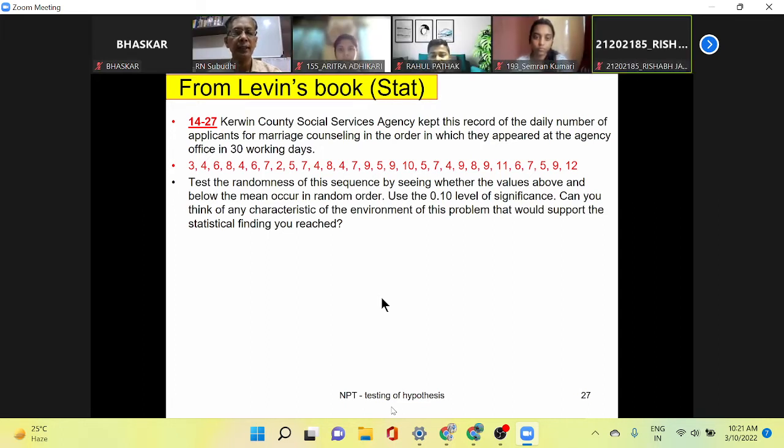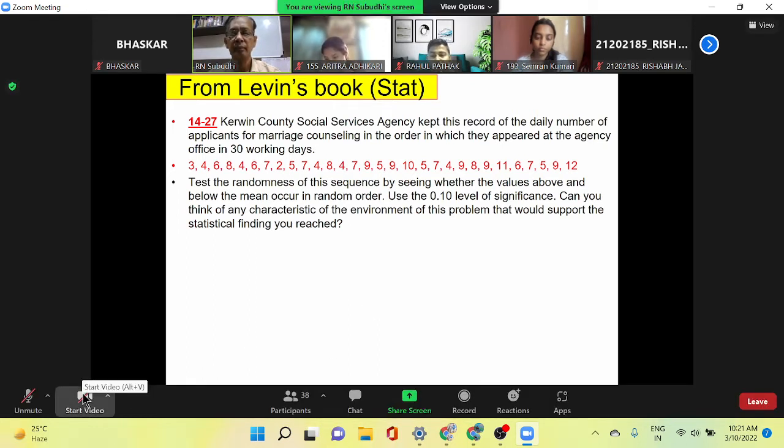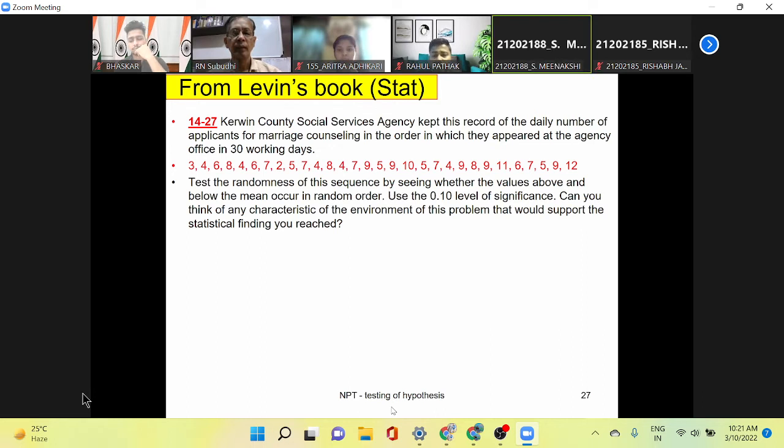Quote Aritra's last sentence. What did Aritra say? Meenakshi: Yes, she said that we will find the mean. Then below the mean, we will give one symbol, and for above the mean, we have to take another value. Is that clear, Rahul? He said we will just find a mean, and according to the mean, we will just give a sign to that.